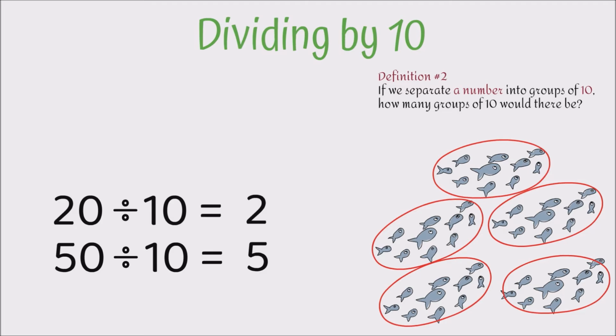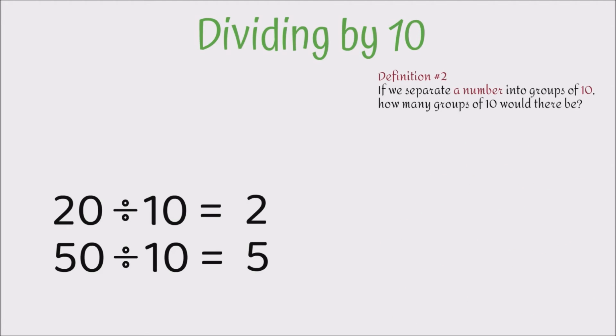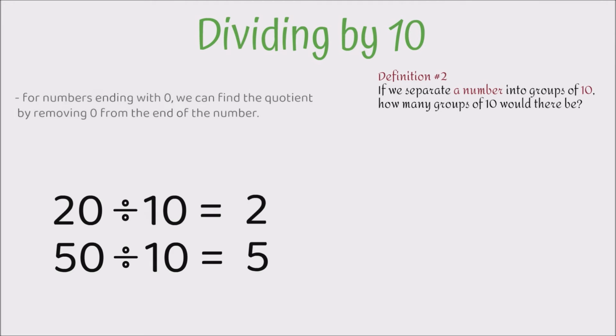But there's a pattern. Remember, one of the first things I said was that division is the opposing operation to multiplication. So if you recall, multiplying integers by 10 means adding 0 to the end of the number. So dividing those numbers by 10 means doing the reverse. We remove 0 from the number.